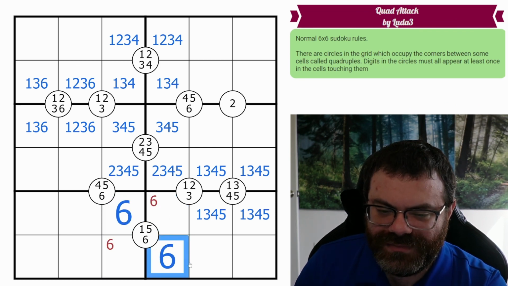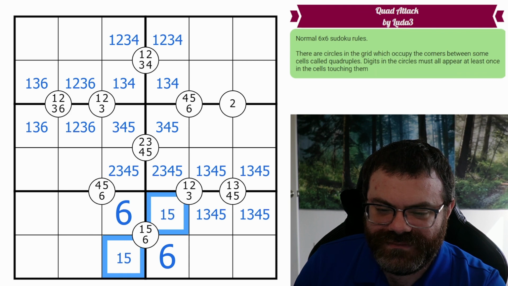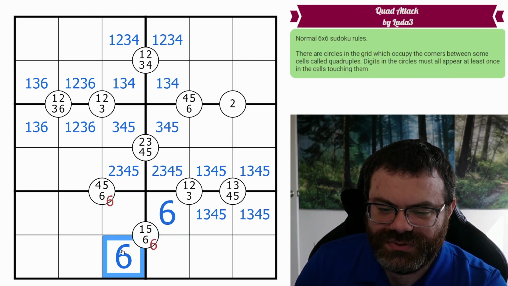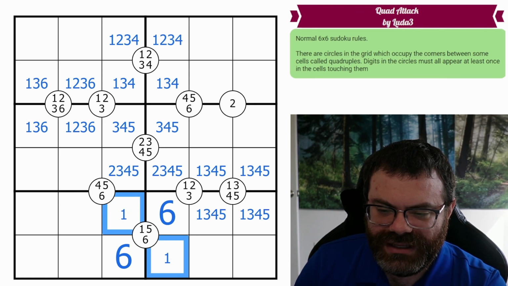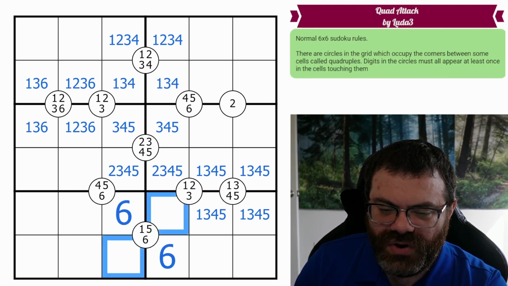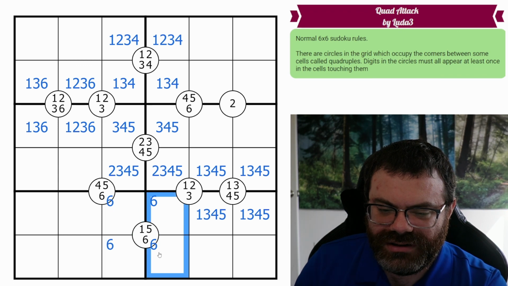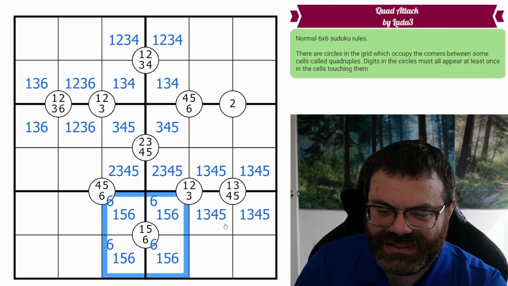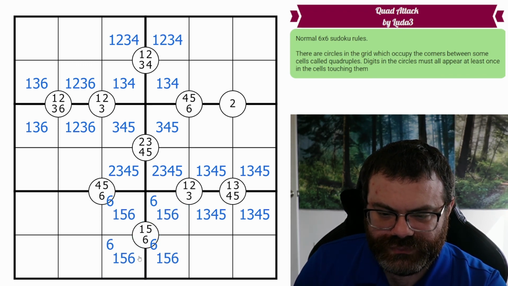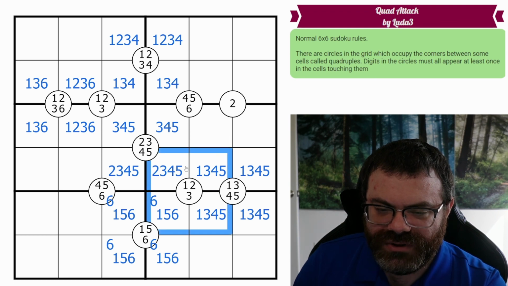And so let's say they ended up here. We still need to fit the 1 and 5 in this quad. So no matter where these 6s go, we're going to get 2 of them and we have to fit the 1, 5 in it. So what that means is that the only digits that can go here are 1, 5, and 6. Okay, that's important for this quad here.